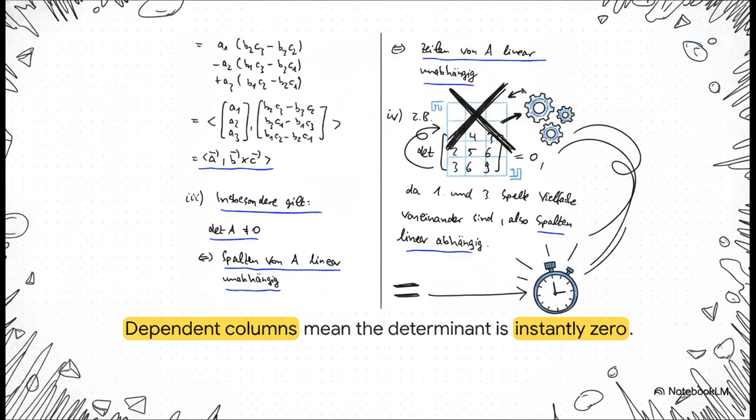Just check out the matrix we have here. The first column is 1, 2, 3. The second column is 4, 5, 6. But look closely at that third column, 3, 6, 9. Wait a second, that's literally just the first column multiplied by 3. Because those columns are proportional, they are linearly dependent. Boom! You don't need Sarrus, you don't need Laplace, you can literally just write down determinant equals 0 and breeze right on to the next question.